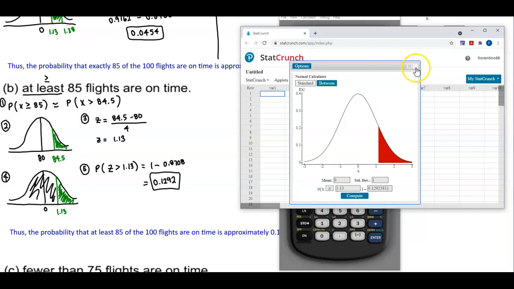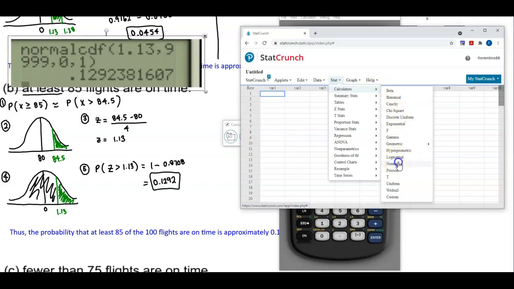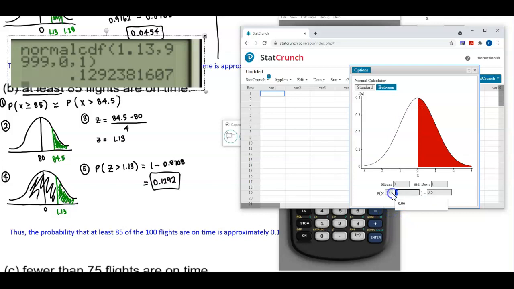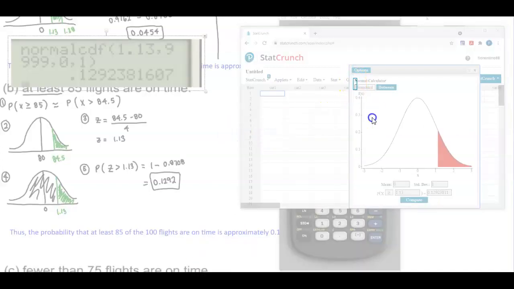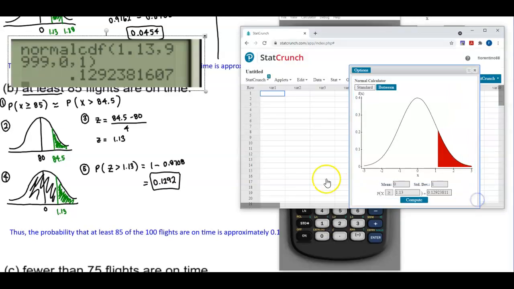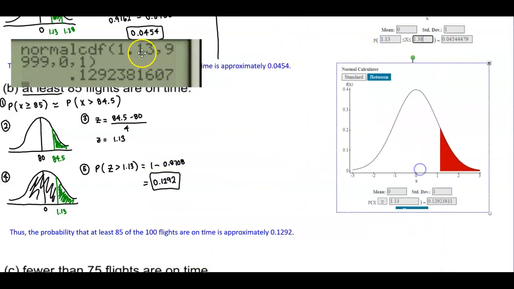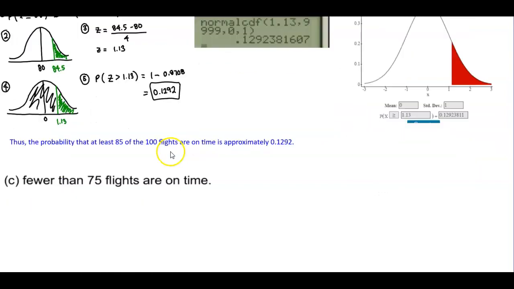Now, if we want to use StatCrunch, let's go to our normal curve. We want to find the area that's greater than 1.13. We know our mean is 0 and we have our standard deviation of 1. So we're going to select greater than, put in 1.13, and select compute, and we're going to get the same area there. So there is our area using StatCrunch. You can use any of those three scenarios to find your probability.